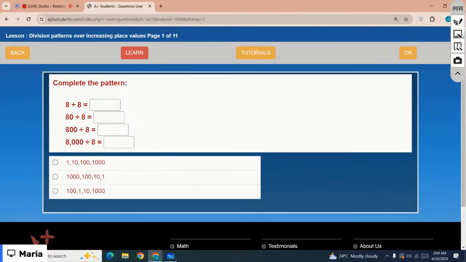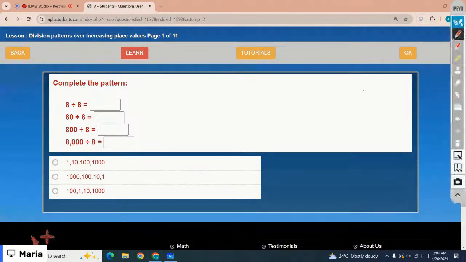Okay, so let's start. 8 divided by 8 equals 1, right? Then 80 divided by 8 equals 10. 800 divided by 8 equals 100, and 8000 divided by 8 equals 1000. So option number 1 is the correct option.